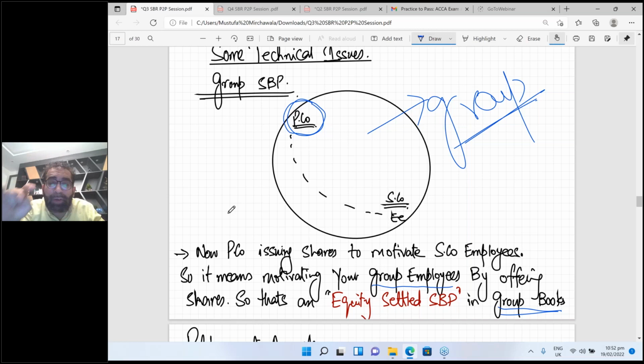If you see the group point of view, parent company employees and S company employees are all working for the group, and the parent company is giving its own shares to group employees. So from the group point of view, we are giving our own shares to our own employees for a certain target. Yes, this is pure IFRS 2. This is pure IFRS 2 that will be applied in the group books. Did you understand?